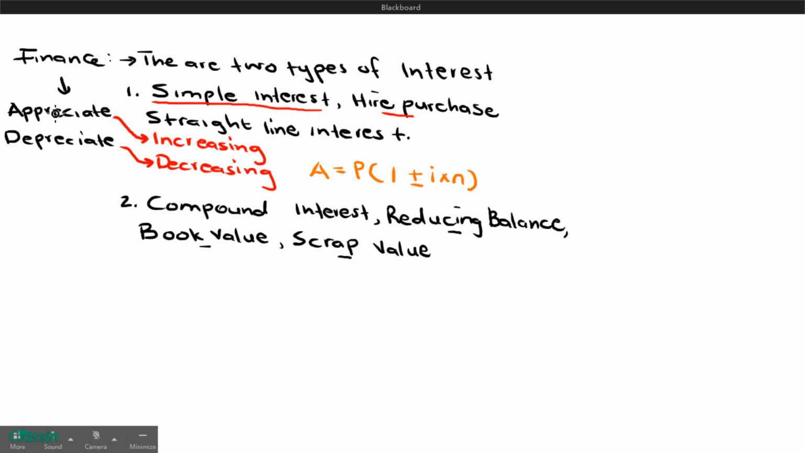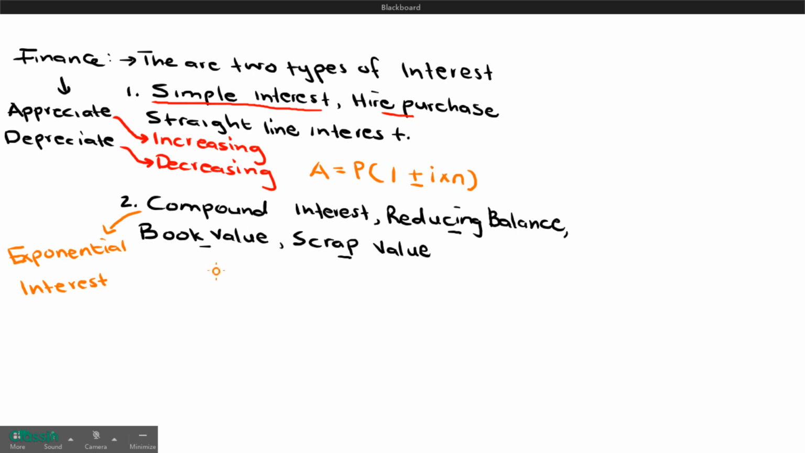Now, are we talking about appreciation or depreciation? That is when we are going to check. But all of these terms share the same formula. And when you talk about compound interest, someone can, instead of using compound interest, use exponential interest. So it's compound interest or simply exponential interest.